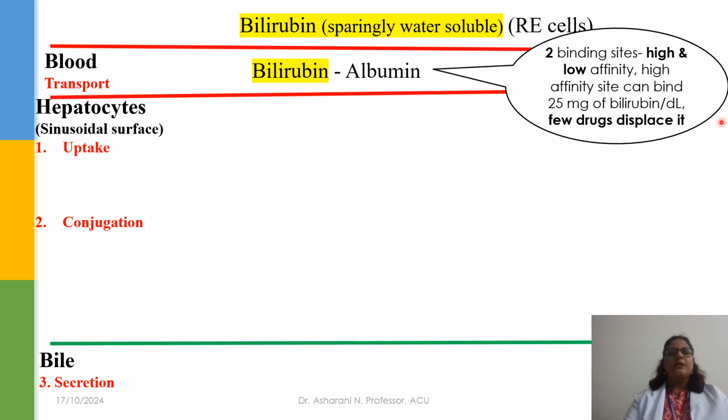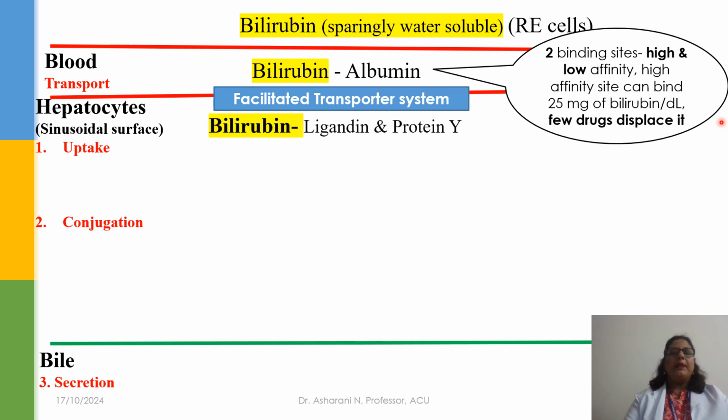Once this unconjugated bilirubin reaches the hepatocytes, only bilirubin is taken into the cells through a facilitated transporter system. Inside the hepatocytes, bilirubin binds to ligandin or protein Y. So during transport, it binds to albumin, and in the cytosol of hepatocytes, it binds to ligandin and protein Y.